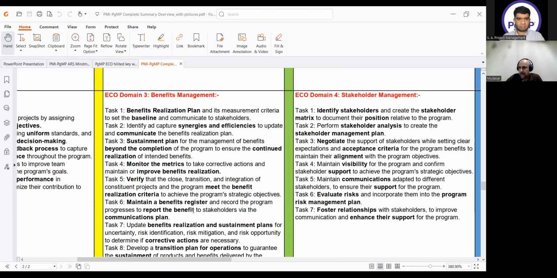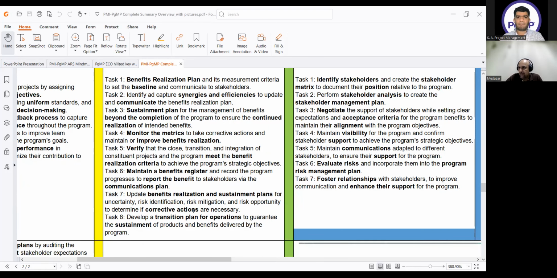Okay. Number 6 is maintain a benefit register and record the program progress to report the benefit to stakeholders via the communication plan. So whenever we have to communicate the report of a benefit to the stakeholders, we have to look at the benefit register. Yes, we have to maintain a benefit register and record the program progress, because the benefit register contains all the high-level benefits of my program. And whenever I have to say what is the progress of my program, in the benefit register I can highlight or inform, okay, these benefits have been delivered and these are in progress. So the benefit register is the document which will be used to record the progress of my program.